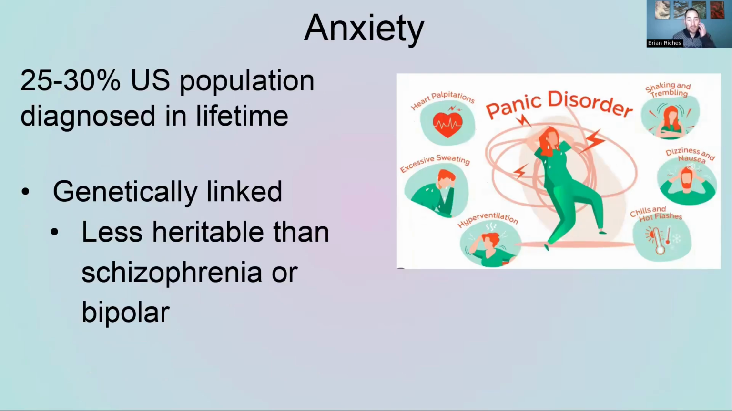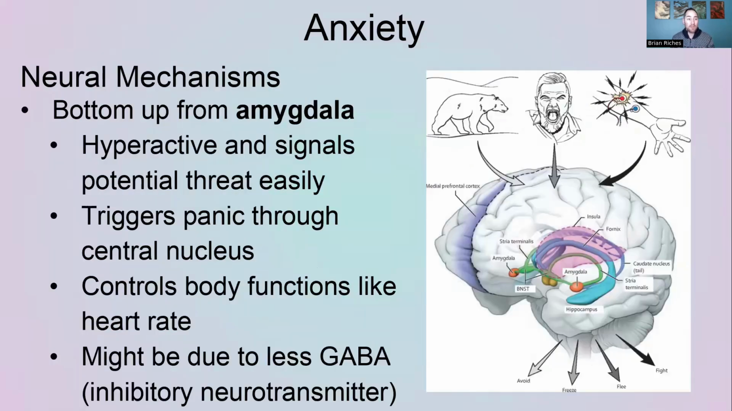And we see that in general, about 25 to 30% of the US population will be diagnosed with an anxiety disorder across their lifetime. It is genetically linked. There are some genes associated with developing this, but it does appear to be less heritable than schizophrenia or bipolar disorder, which have a lot higher heritability. But it still is part of that diathesis-stress model as well.